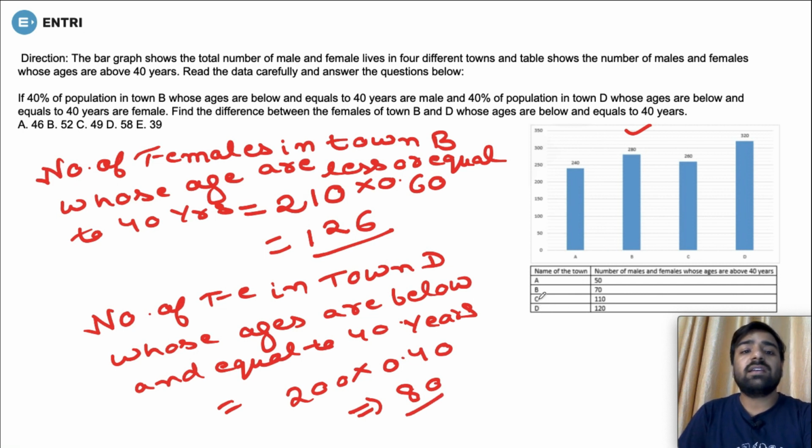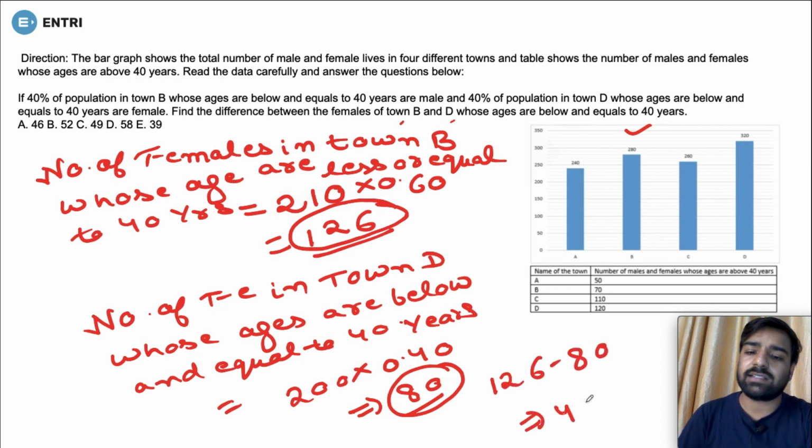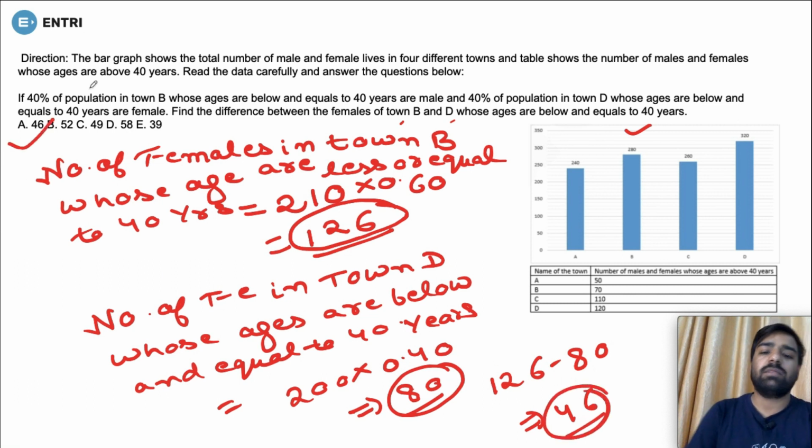Now what are they asking? We are asked to find the difference between the females of town B and D, whose age are below or equal to 40 years. So what we have to do? We have to just subtract them. So while subtracting them, 126 minus 80, we will directly get our answer, that is 46. So our correct answer is option number A.